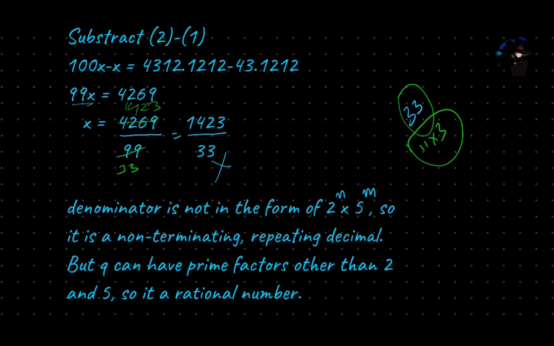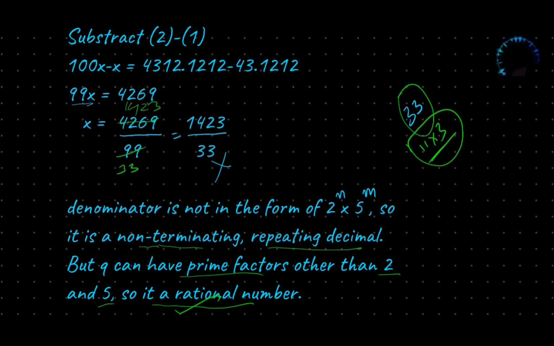So what was the explanation of the rational number? It is in the form of p by q, where q is a product of prime numbers, right? So these are two prime numbers. But q can have prime factors other than 2 and 5, so it is a rational number. Though it is a non-terminating repeating decimal, it is a rational number.